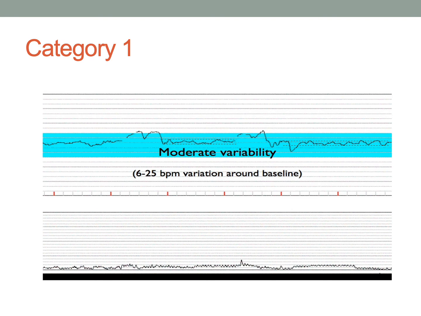You have at least 2 minutes of that. All right, but then above and below the baseline, you have accelerations, you have all kinds of things going on. So it has moderate variability. This is also a category 1.